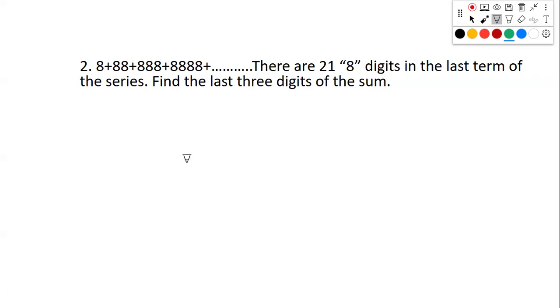So please try this: 8 plus 88 plus 888 plus 8888, and so on. There are 21 eights in the last term of the series. Find the last 3 digits of the sum. You need to understand the question first.